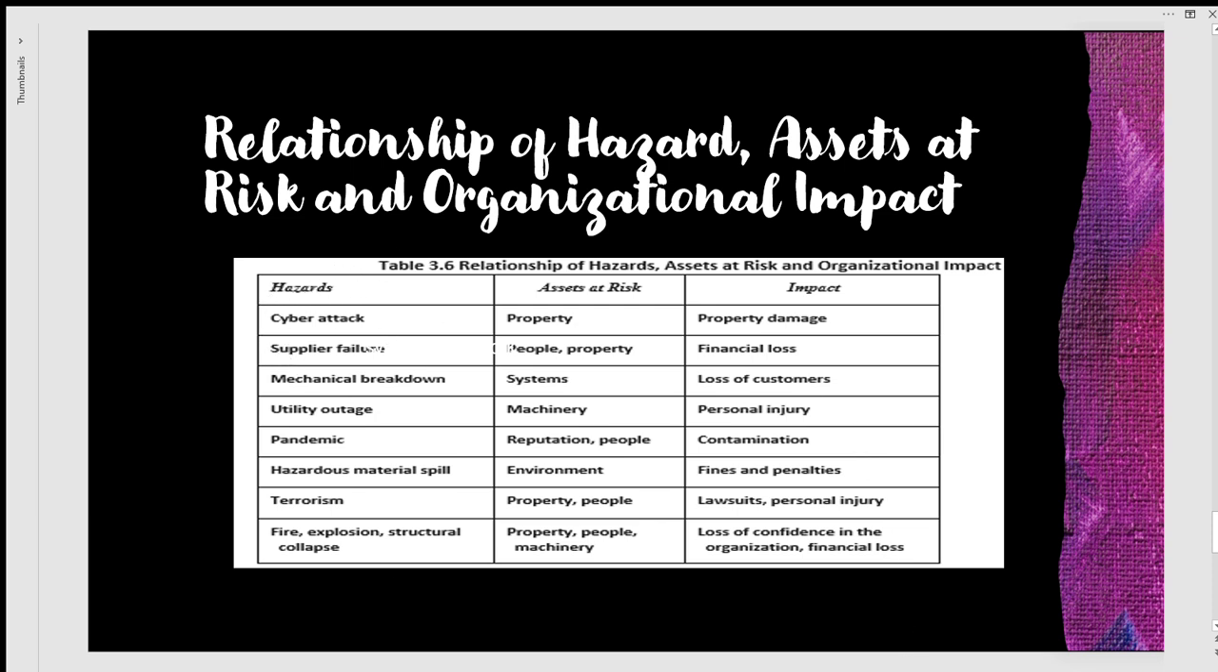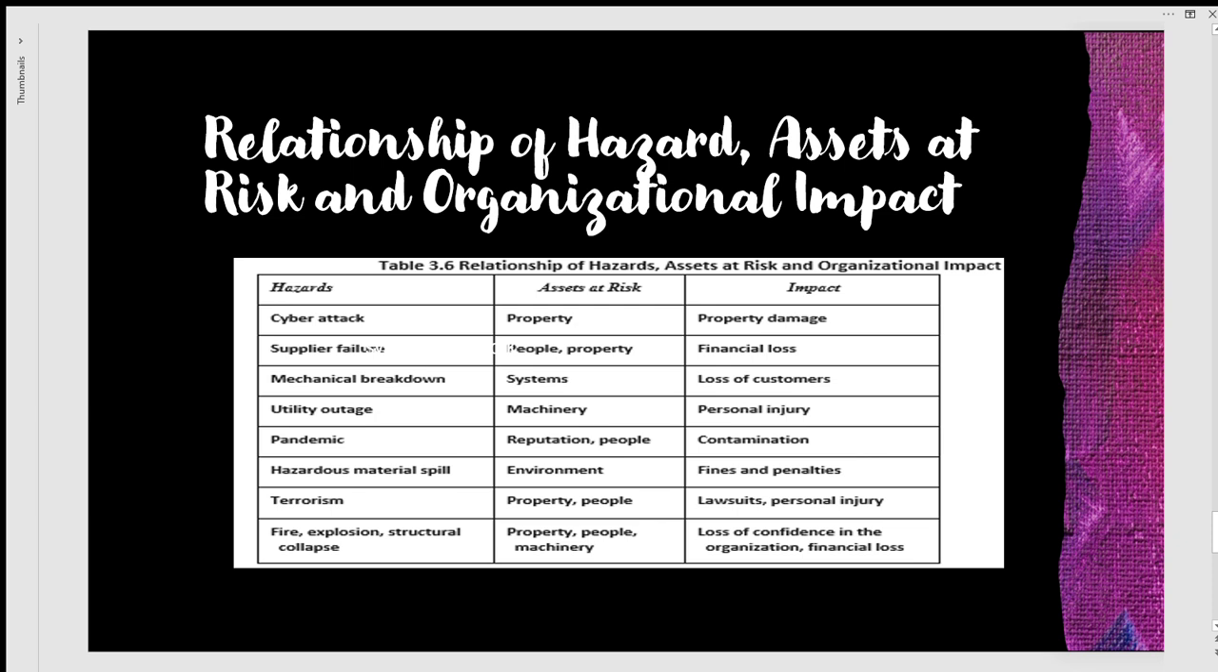So, let's go with hazard. Cyber attacks. So, ano ba yung asset at risk dito? Which is the property. Now, ano ba yung impact ng cyber attack sa atin? Property damage. Now, let's go to supplier failure. Pagka nagkaroon ng failure sa supplier natin or sa supplies, ano yung asset at risk natin, which is the people and also the property. Ang magiging impact dito is financial loss, ayun, mawalan tayo ng kita or mababawasan.